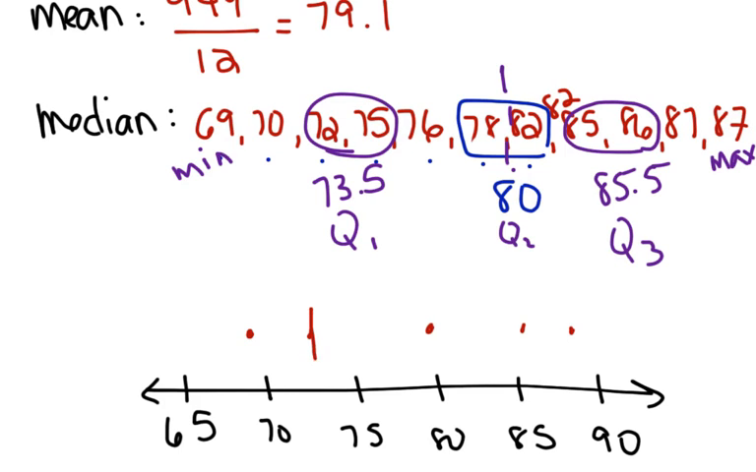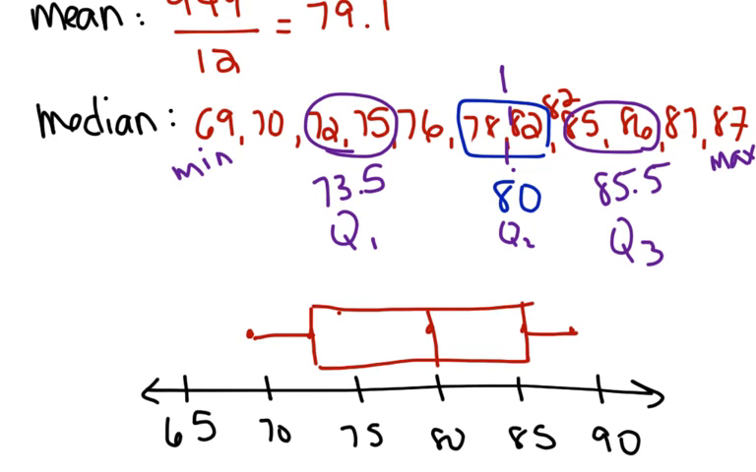You're going to make a box that connects the second dot with the second to last dot. Let's try that again. There we go. And then you're going to draw a line through the median. And then over here to the min and max, they're going to be my little whiskers. So this is my box and whisker display.